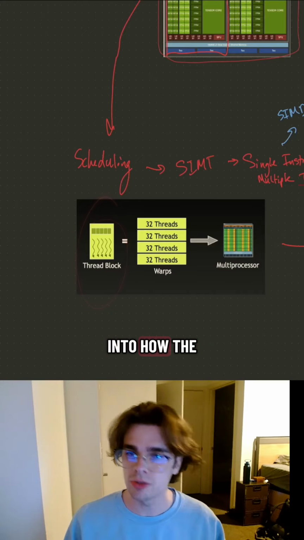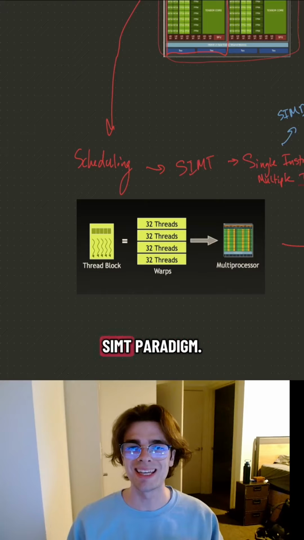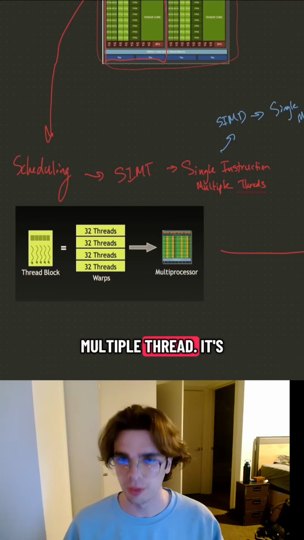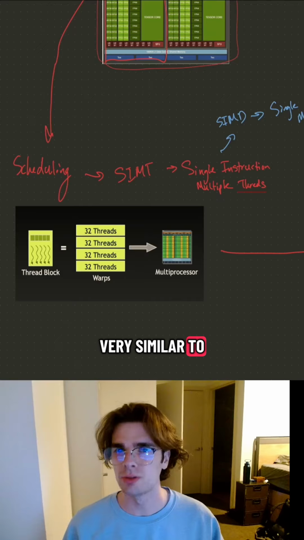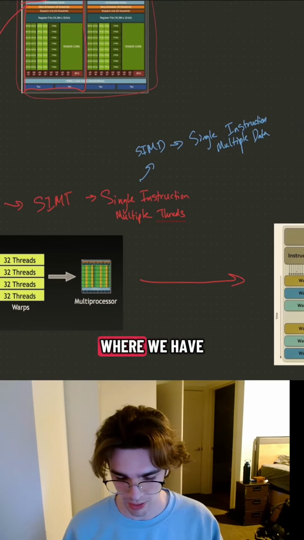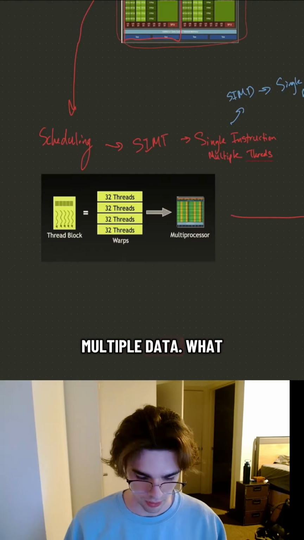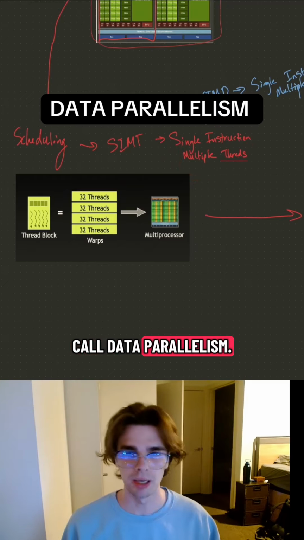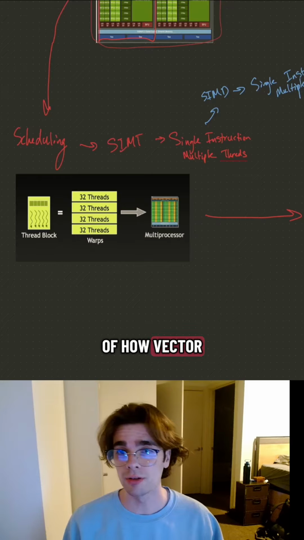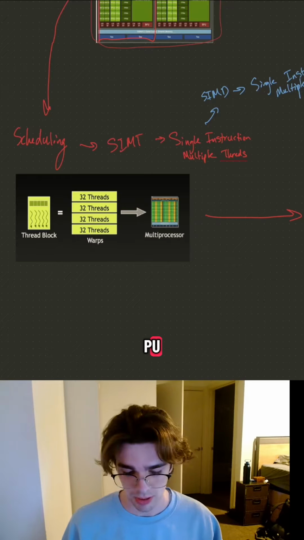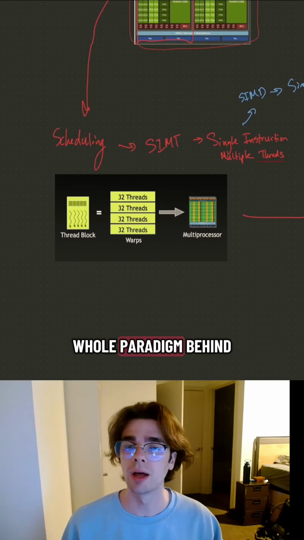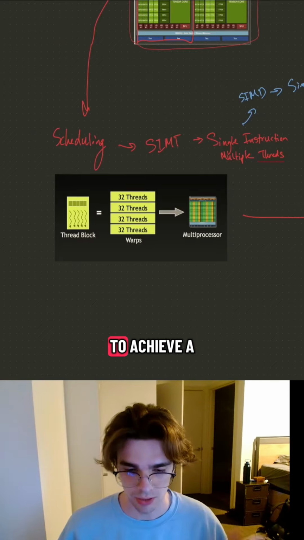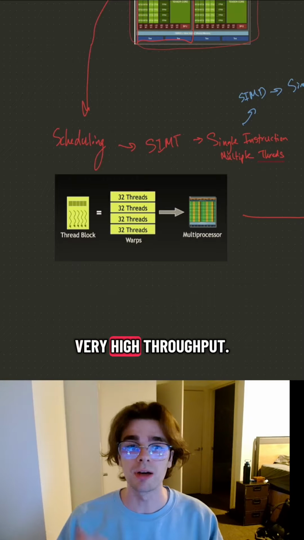So when we look into how the scheduling works, it follows a SIMT paradigm. It means single instruction, multiple thread. It's very similar to a SIMD paradigm, where we have a single instruction, multiple data. What you need to know is that these are both forms of what we call data parallelism. This is how vector ops are done in the CPU, and that's the whole paradigm behind GPUs. You're able to do this massive data parallelism to achieve a very high throughput.